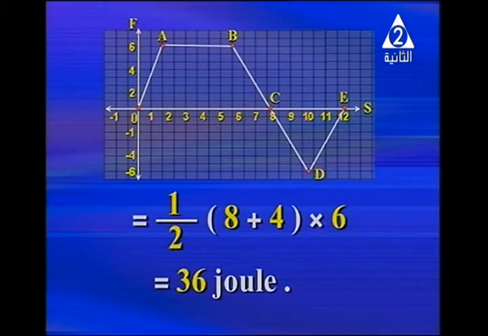Dear student, in this example, we know that the integration from 0 to 8 of F ds is represented by the area of trapezium OABC. What is the area of trapezium? Half the sum of the two bases times the height. What are the two bases? AB and OC. OC equals 8, AB equals what? 4. Then the height is 6. Then we find the area of the trapezium, or the work done from 0 to 8, equals 36 joules.